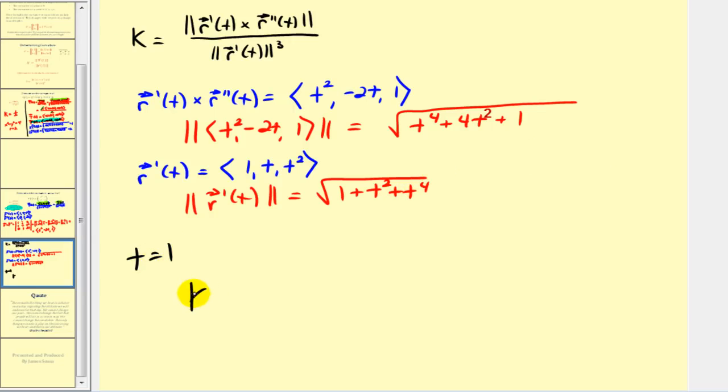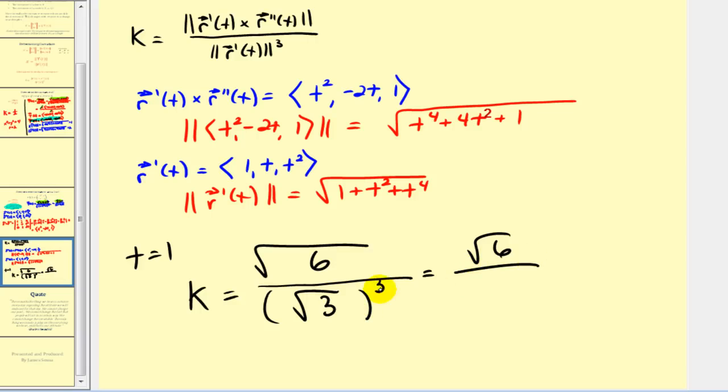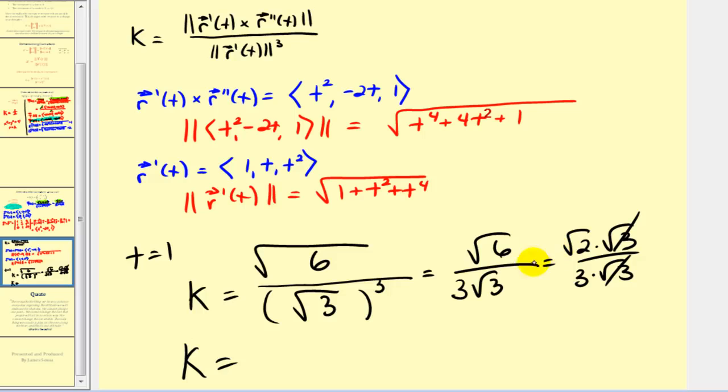To finish this up, we know we want the curvature when t is equal to 1. So our numerator is going to be the square root of this when t is equal to 1. So we'll have 1 to the fourth plus 4 times 1 plus 1. That's going to be the square root of 6. Remember, our denominator here is cubed. So the square root of 1 plus 1 squared plus 1 to the fourth, that'll be the square root of 3. The square root of 3 to the third is going to be 3 square root of 3. Again, we can simplify this. Remember, the square root of 6 is the square root of 2 times the square root of 3, all over 3 square root 3. This simplifies out. So our curvature is going to be equal to the square root of 2 over 3.